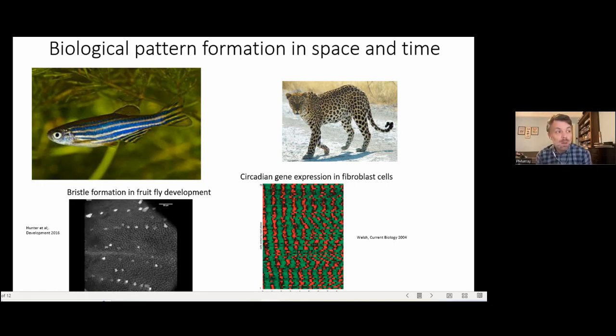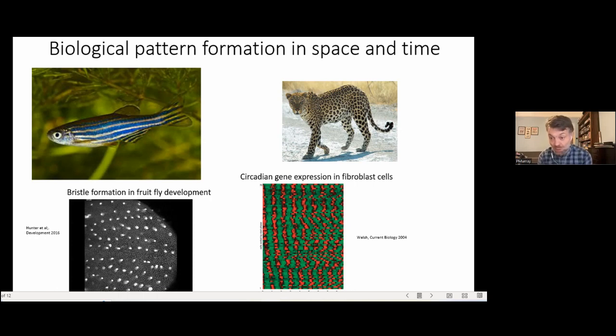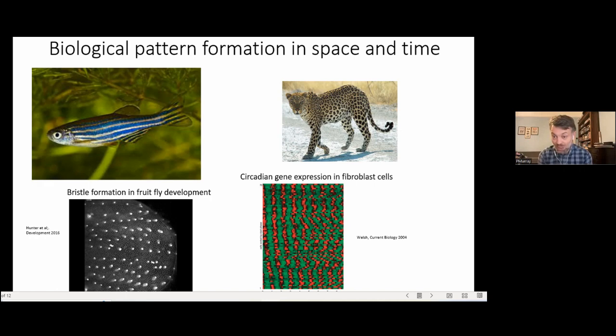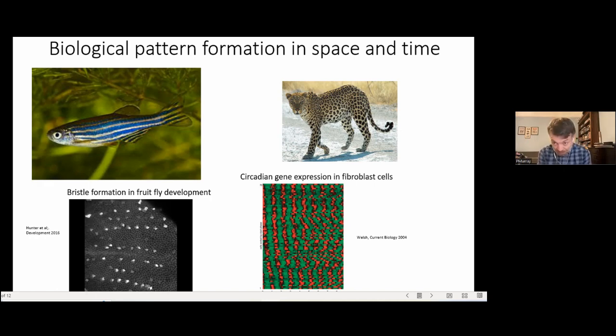But in the movie in the bottom, if we skip on to the next bit, then hopefully you'll be able to see some dynamics. And now you're looking at a Drosophila, which is a fruit fly. It's an organism used in developmental biology to study lots of different aspects of pattern formation, as well as many other things.